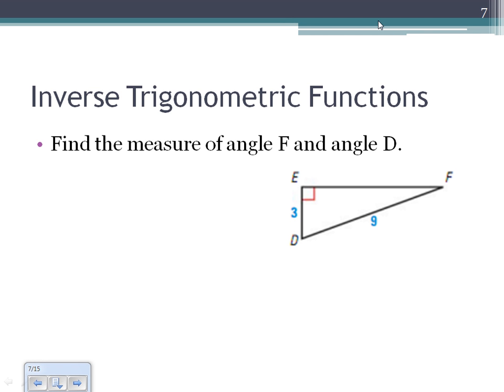So pick one first, D or F. Okay, highlight it. Label your other sides. Label one that's opposite, adjacent, hypotenuse. Depends on which one you're looking at. You're looking at F or G.